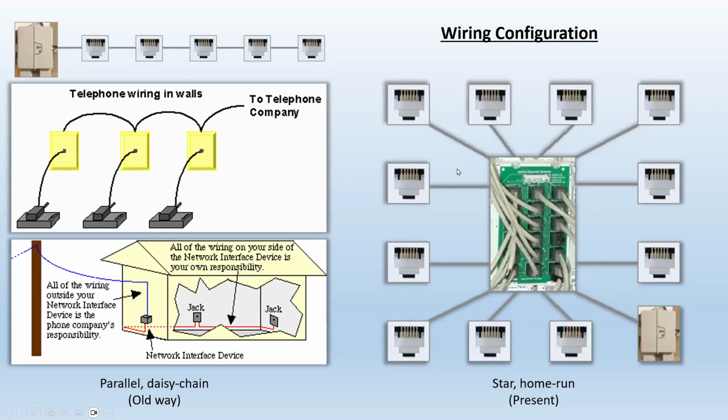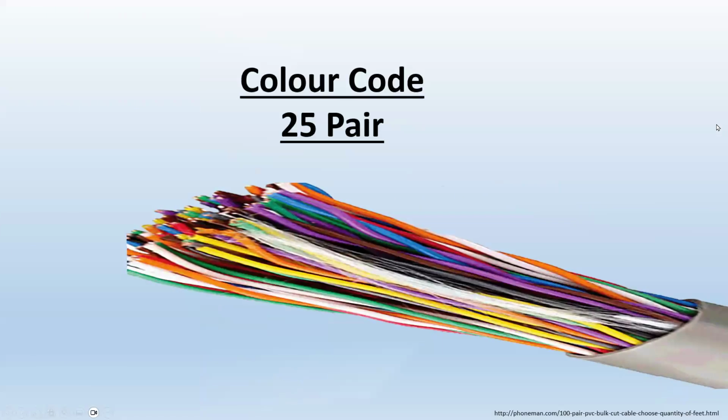Now, in commercial, the daisy chaining is just pretty much out anyways. It's gone. So everything home runs to the LAN room. Okay? And this is the 25 pair color code that we already studied.